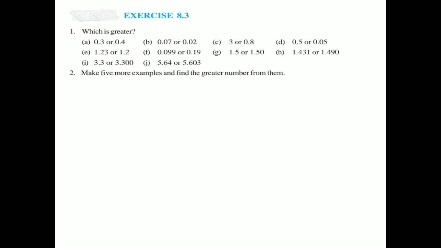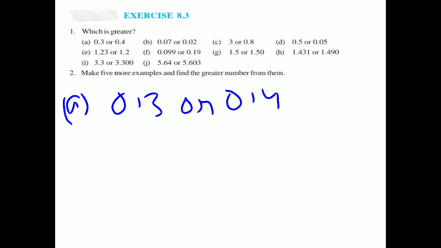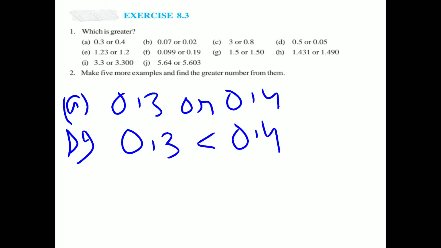Question number 1 is, which is the greatest one? In A part, it's very easy. 0.3 or 0.4 is given. Now see, both numbers are like decimals. How will we check this? After the decimal, in both the numbers, the same number of digits is present. Here it is one digit, here it is one digit. So it means they are like decimals. Now we can compare them directly. So from these two numbers, which one is the greatest one? 0.4. Clear? Similarly, B part you do by yourself.